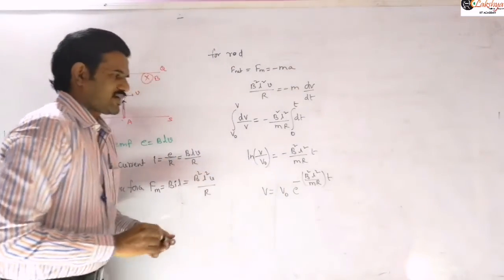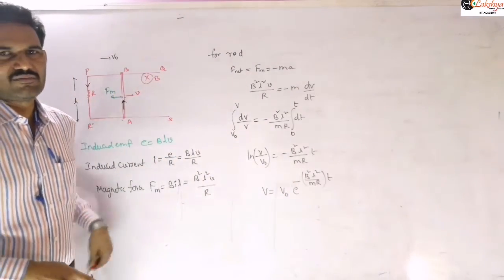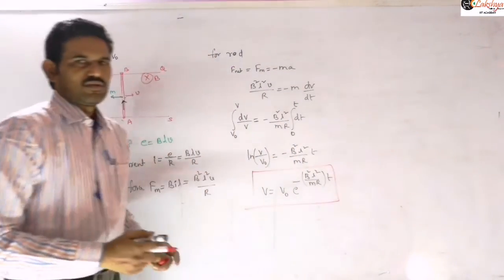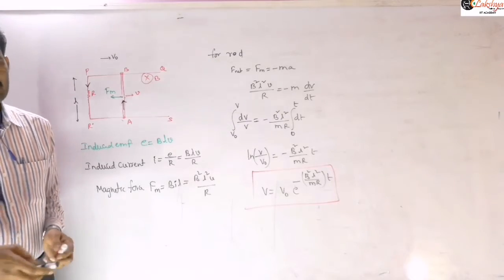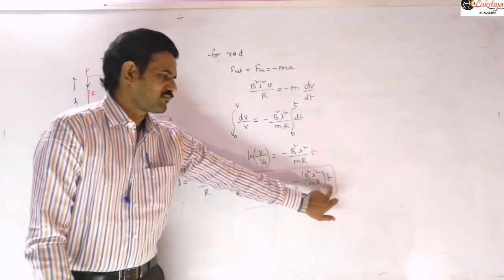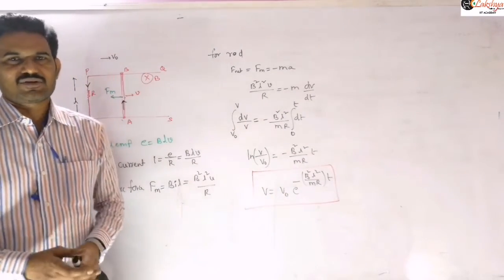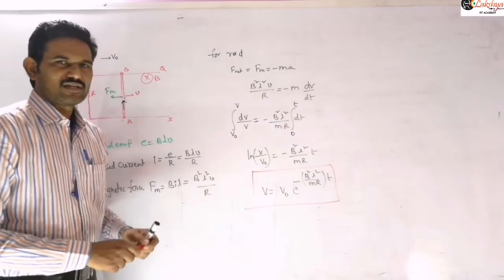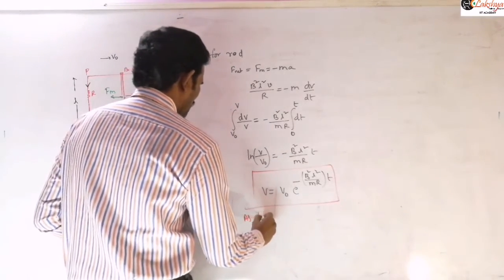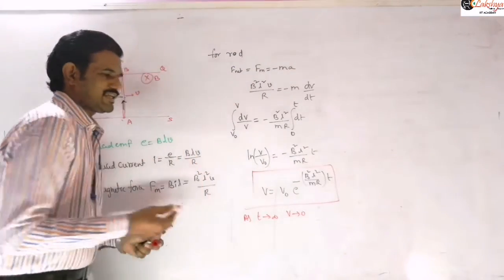Now that is the velocity as a function of time. From this, can you say after what time the velocity will become 0, or after what time the rod will come to rest? From this expression, only when t tends to infinity does the velocity tend to 0. So initial velocity will be V naught, and as t tends to infinity, velocity tends to 0. That means it will take infinite time.